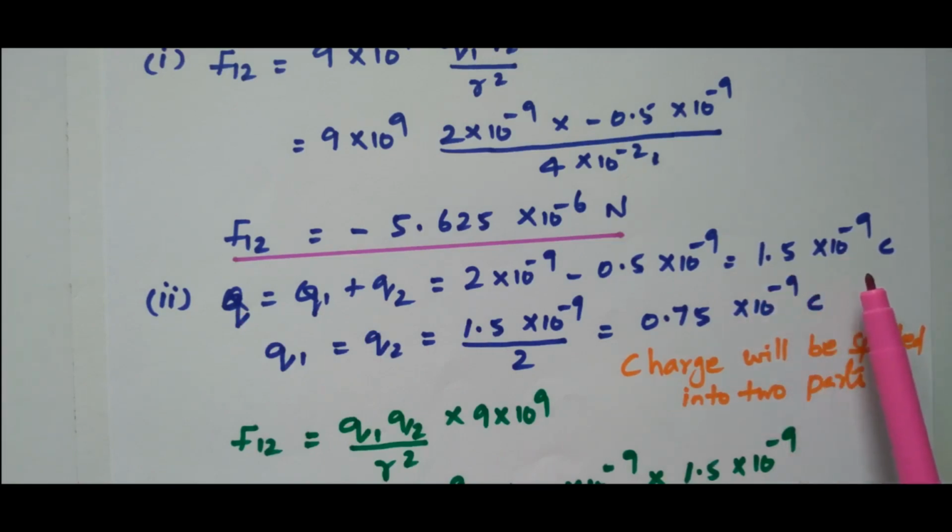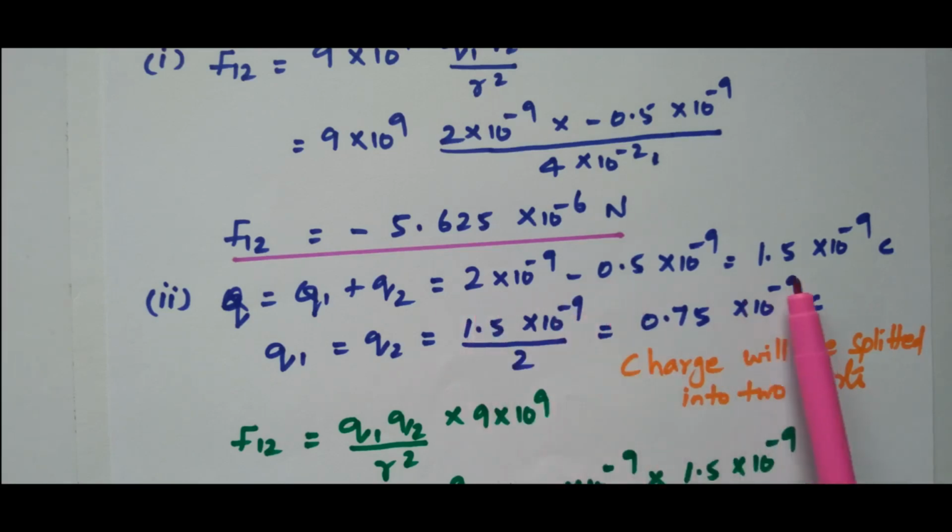Now again it is separated after being brought into contact. Again it is separated into two parts. That also is placed at 4 centimeter. What will happen if it is separated? The charges will be split into two equal parts. That is the important thing. This is the one value 2, another charge is minus 0.5.